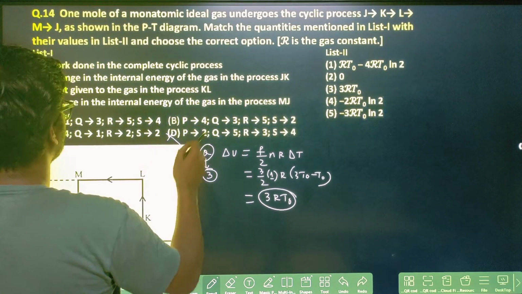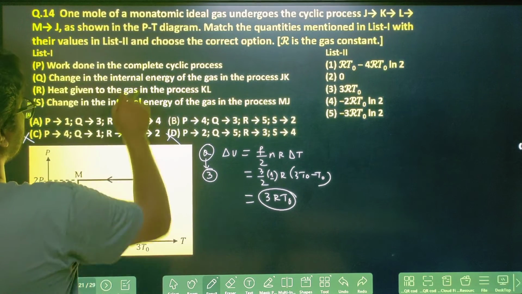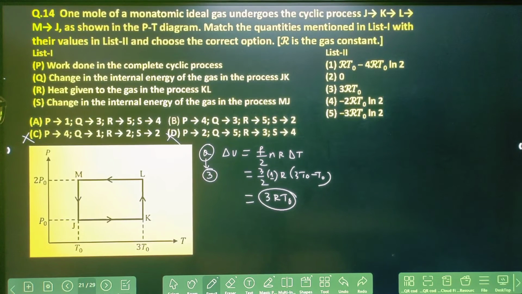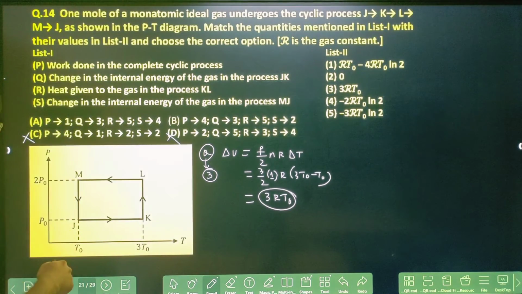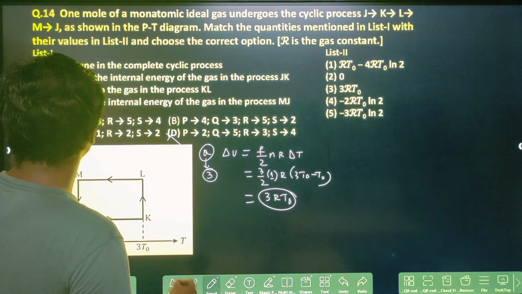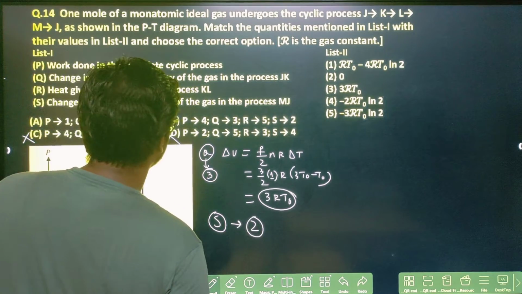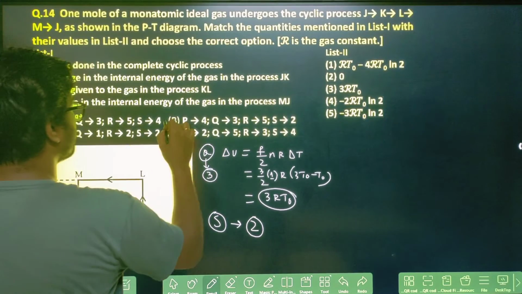So S is 2, right? You have to find out everything, right? Work done means every process you have to find out. Let's find out S: change in the internal energy of the gas in the process MJ. MJ is an isothermal process, so the internal energy change will be 0. So for S, internal energy will be 0, that is 2. So S equal to 2. So A cancels out, so B will be your correct option.